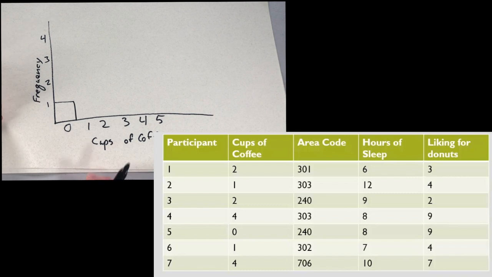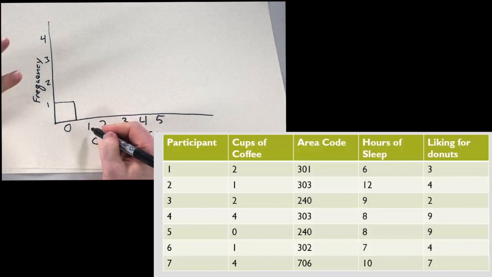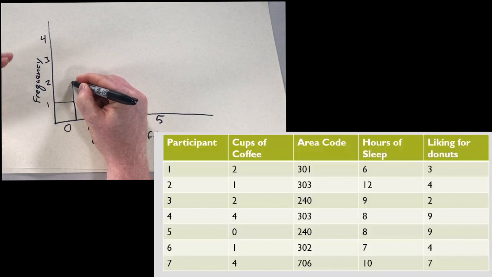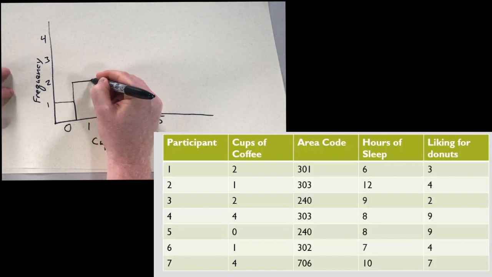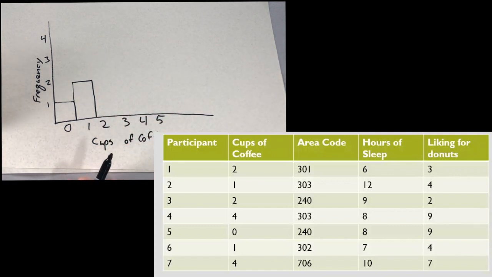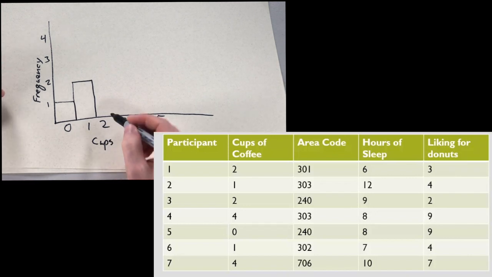What is the frequency of 1? It is 2. There are 2 people. Participant number 2 and participant number 6 both had 1 cup of coffee, so the frequency of 1 is 2. I think I might have said that wrong earlier. What is the frequency of 2? Well, participant number 1 had 2 cups of coffee. Participant number 3 had 2 cups of coffee. The frequency of 2 is 2.